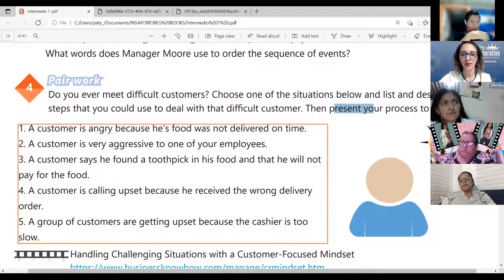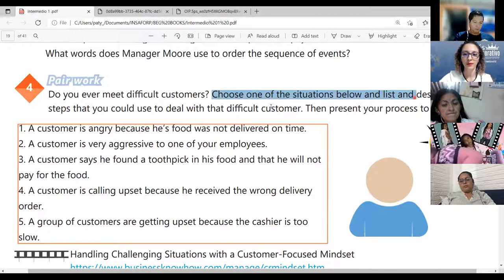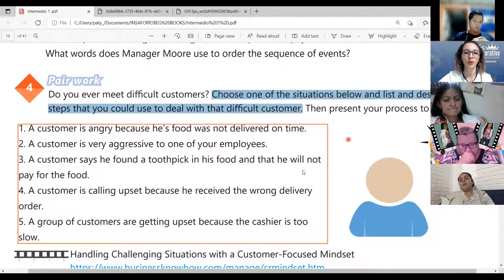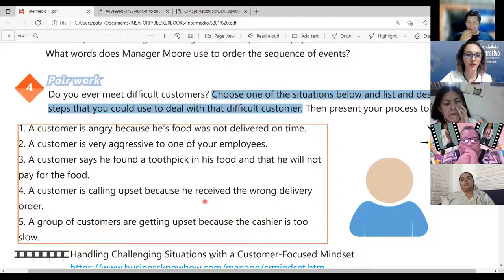Okay, it says, choose one of the situations below and describe 5 steps that you could use to deal with that difficult customer. ¿Qué vamos a hacer? Vamos a utilizar siempre las palabras para dar recommendations or suggestions y van a dar 5 pasos. Vamos a utilizar también las palabras de secuencia para ver cómo vamos a lidiar con un customer que esté actuando de esta manera. I'm going to give you an example. Les voy a dar un ejemplo.